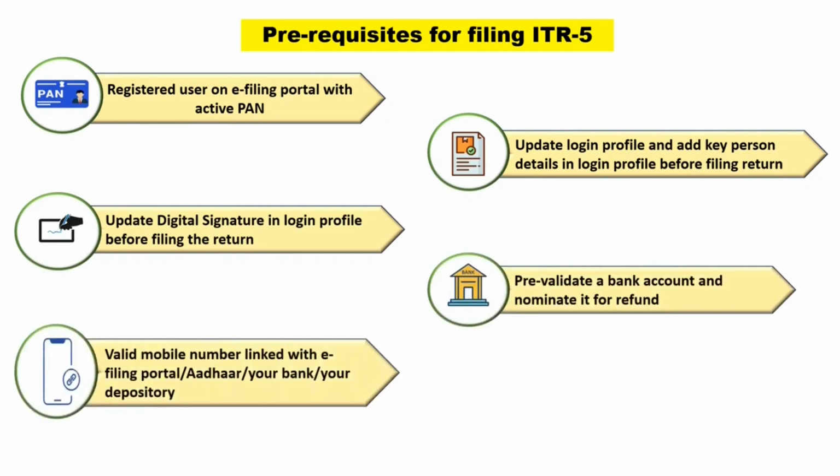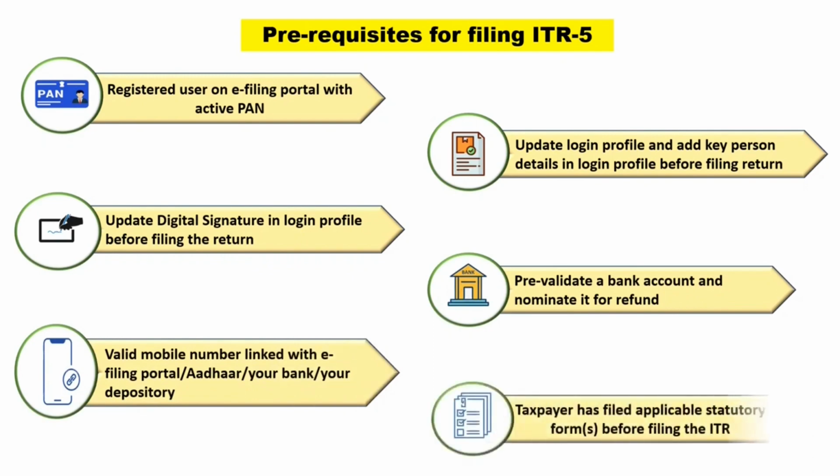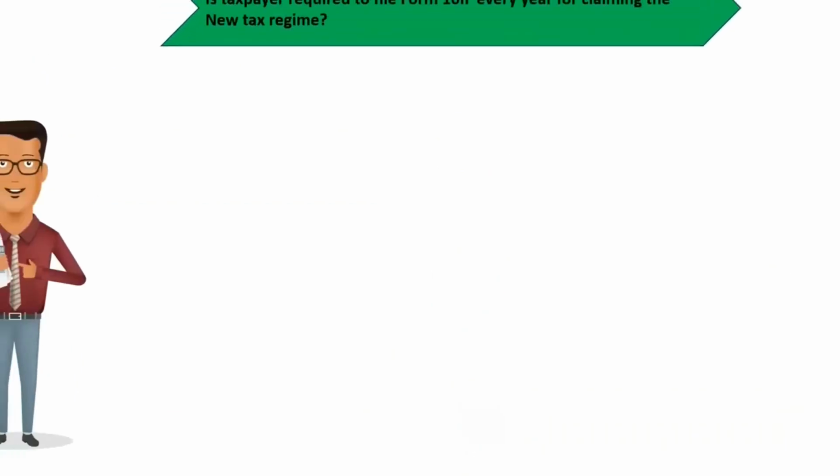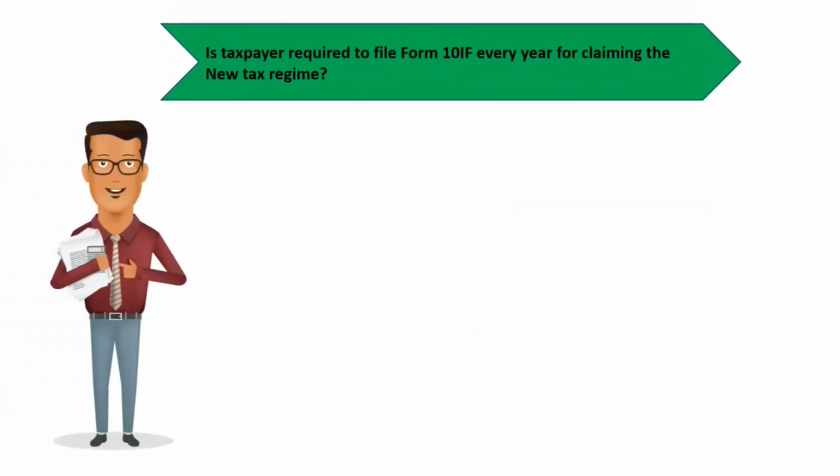It is also recommended that you should have a valid mobile number linked with e-filing portal or your Aadhaar, your bank or your depository. And it is also advisable that you file applicable statutory forms before filing the income tax return. Let us now see the first FAQ on ITR 5.